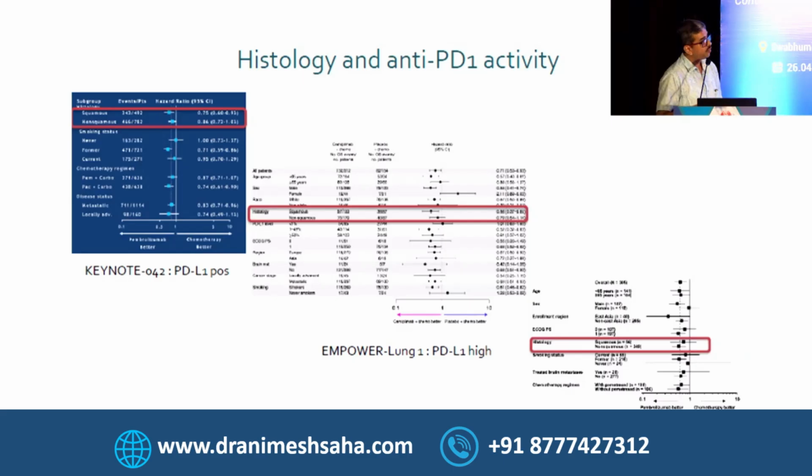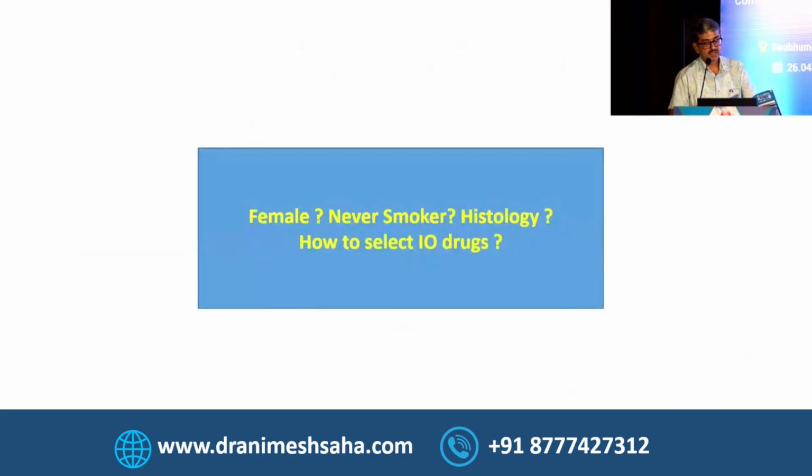And KEYNOTE-042 also. So my next question is, if the patient is a female, a never smoker, in fact, with some histology, squamous versus non-squamous, how do you select the IO drugs in your clinical practice? Dr. Shreya, you can take this.